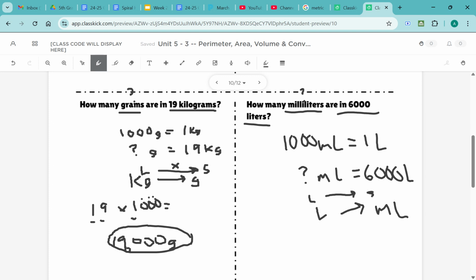So whenever we do that, we're going to multiply. Every time we do large to small, we're multiplying. Okay, so when you start large, you multiply. When you start small, you divide, if you want to think about it like that. So we're starting large, so we're going to multiply what we have, 6,000, by our conversion, which is 1,000.